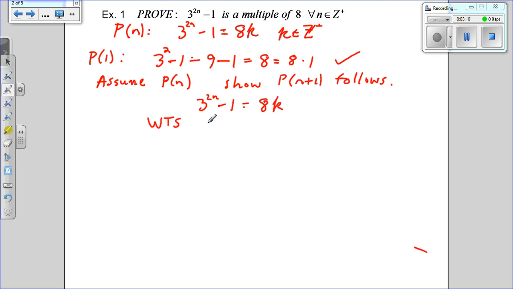What we want to show is p of n plus 1, or in other words, that 3 raised to the 2 times a quantity of n plus 1 minus 1 is equal to 8 times, and let's just say some integer for right now. It's not going to be k, it's not going to be that same integer as above, it'll just be some integer. Okay, so let's start with what we assumed, that 3 to the 2n minus 1 is equal to 8k. And let's see if we can get to WTS.